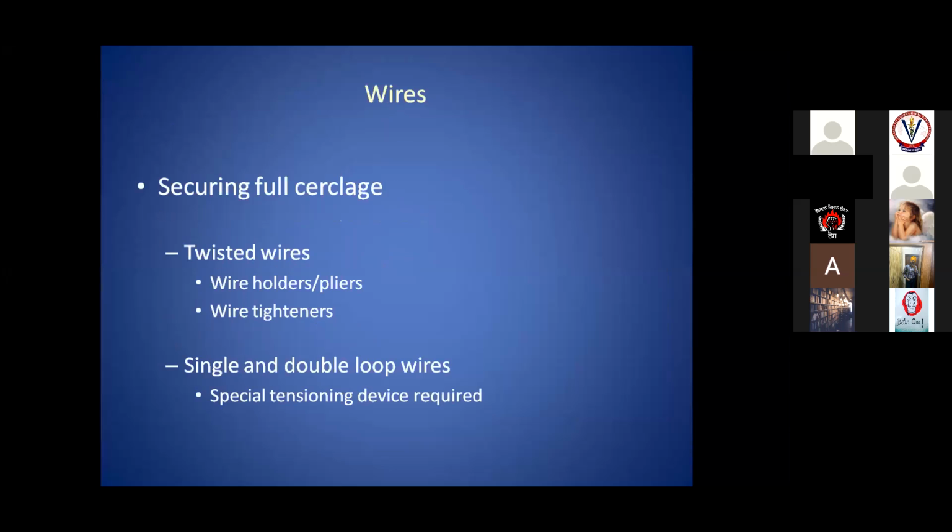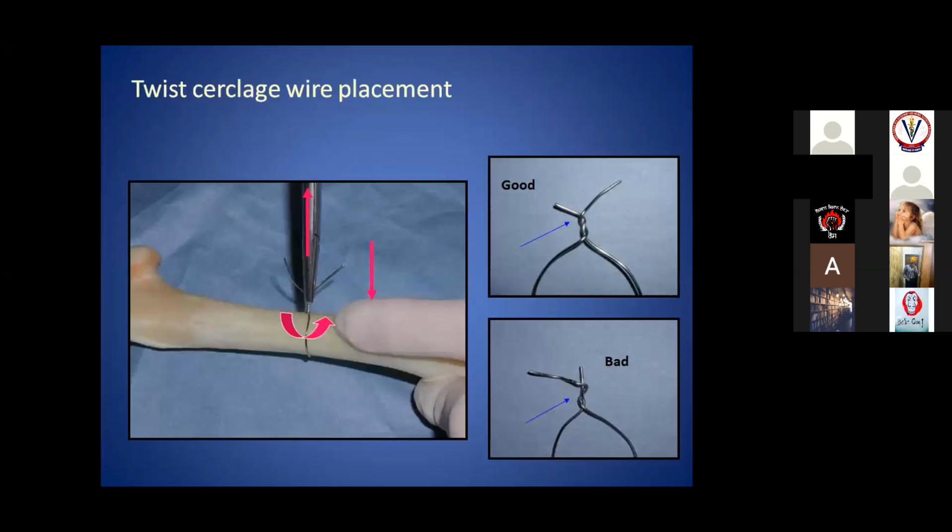So for securing twisted wires, you can use pliers or wire tighteners, and you can use a single or a double loop wire. I have shown the figures here. And you get these special wire tightening devices here.